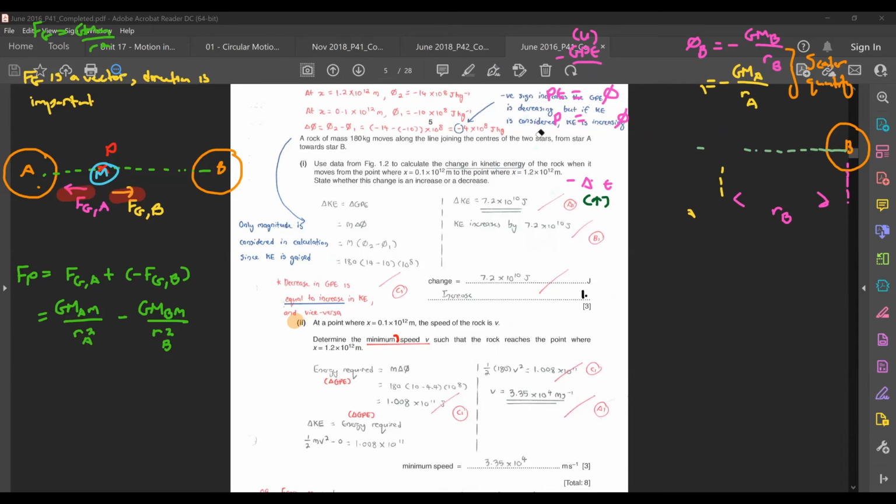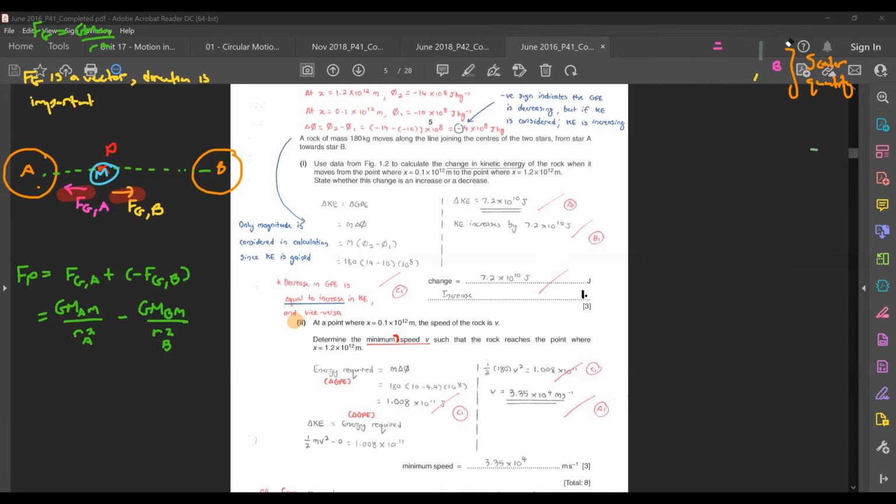I will need to refer back to the diagram on the left that I actually drew for you, because I stopped halfway. So now you look at the diagram on the left that I drew earlier, where I explained how you find the resultant gravitational force for a mass that's placed between the two stars. I told you that Fp equals Fga plus Fgb.